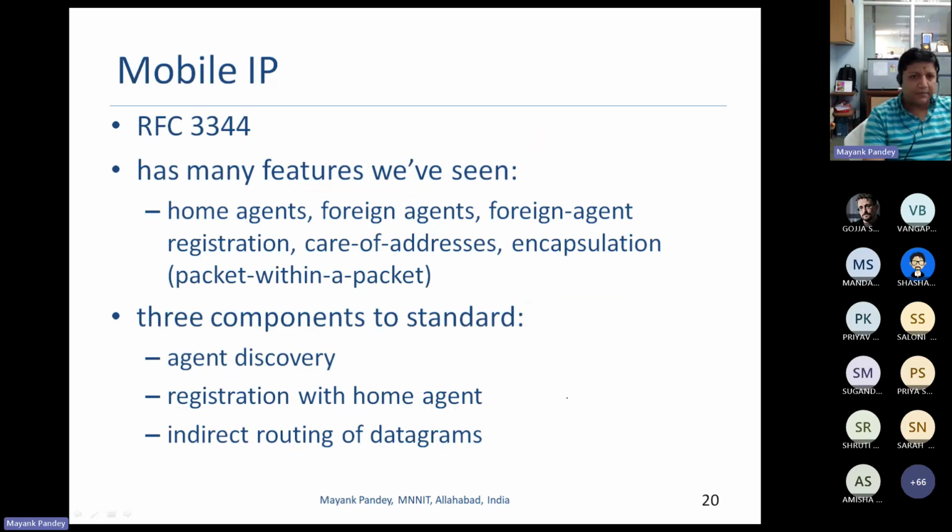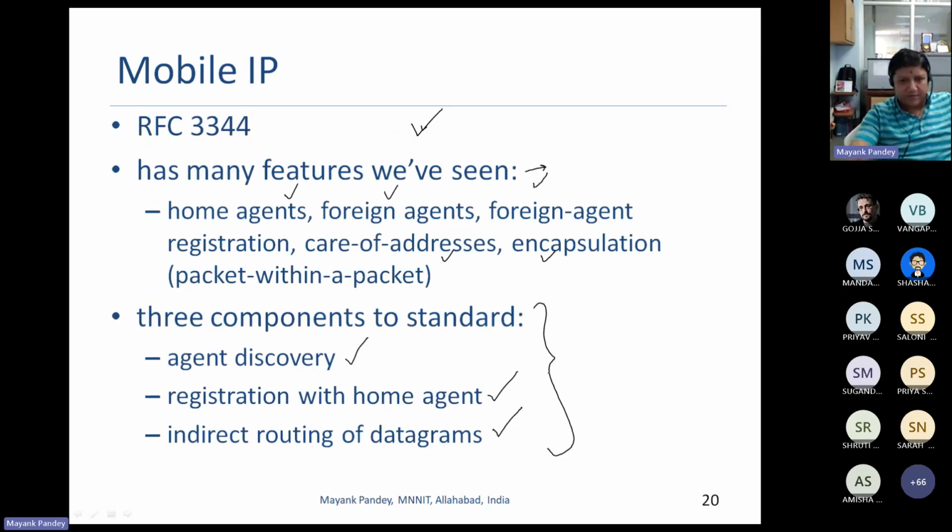Mobile IP is described in RFC 3344. We have seen many features already of mobile IP in our general discussion: the concept of home agent, foreign agent, registration, care-of address, encapsulation. But we need to understand these three mechanisms: how to discover the agent, how to do registration with the home agent, and how indirect routing will be performed for the datagrams.